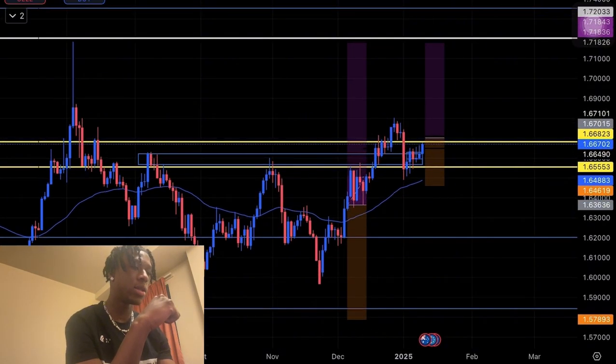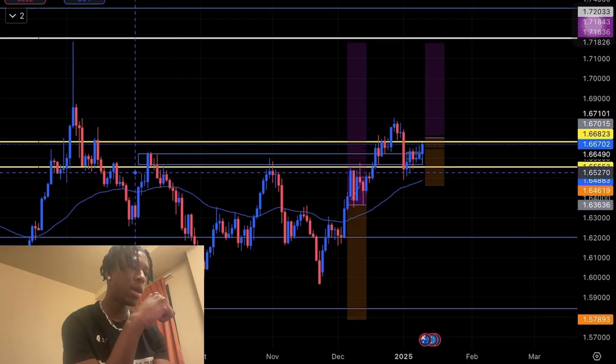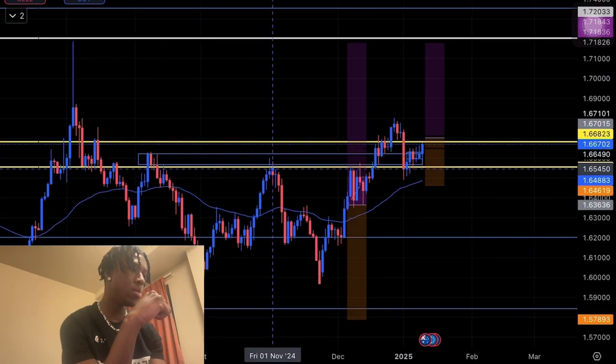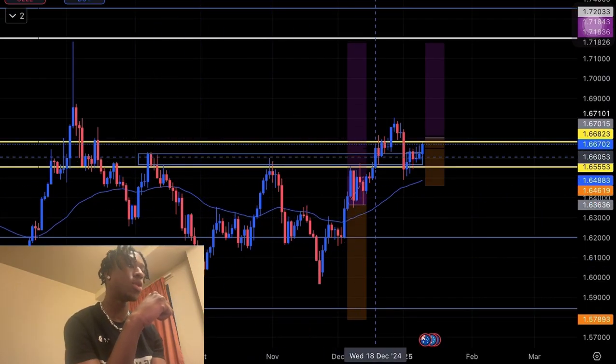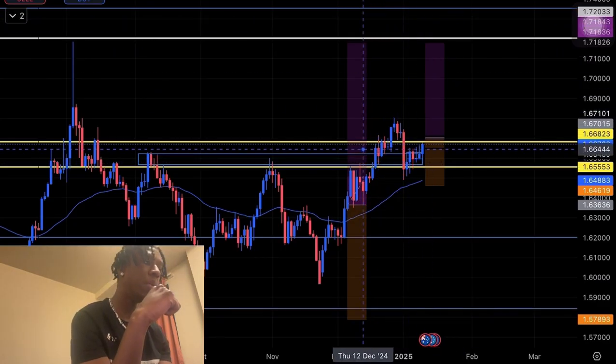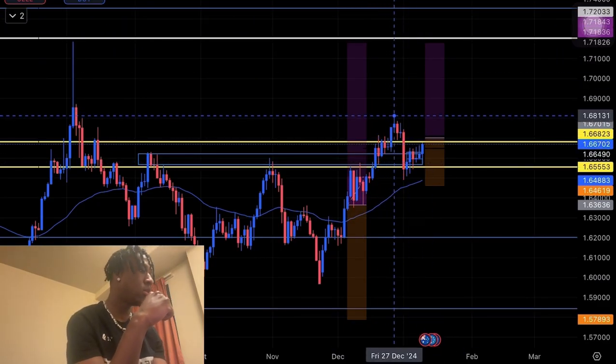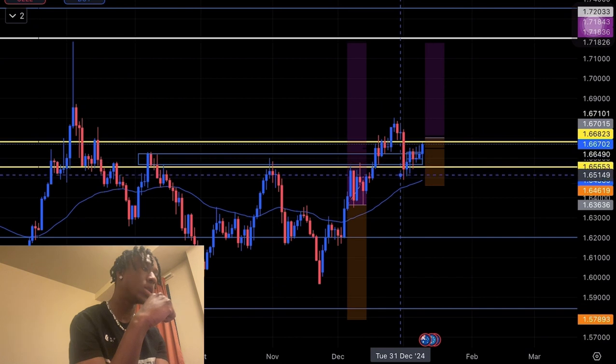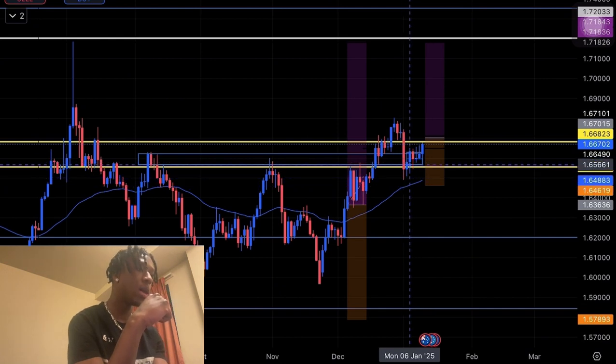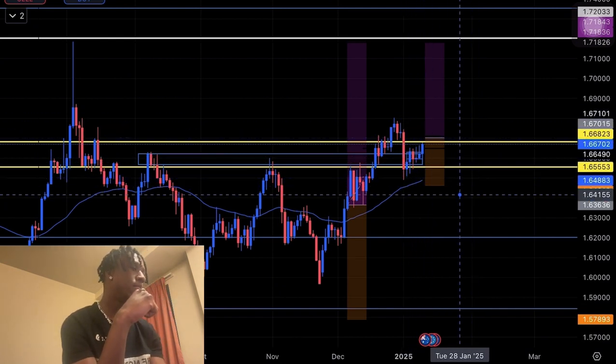And as you can see, there's a smaller one being formed here. Came into the zone, pushed down. Came into the zone, pushed down. Came into the zone, however, it didn't push down, it pushed up. Then we want to retest on that zone. We got the retest here. It tried to break down, it didn't quite break down, and then it pushed up again.